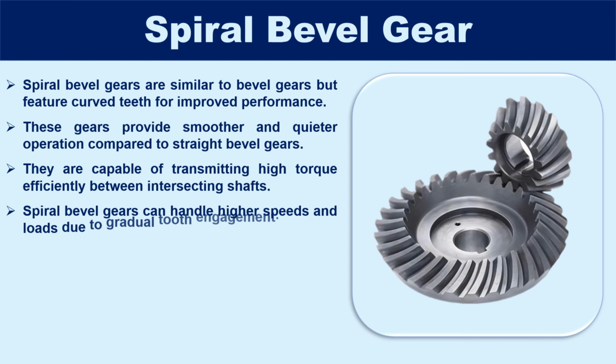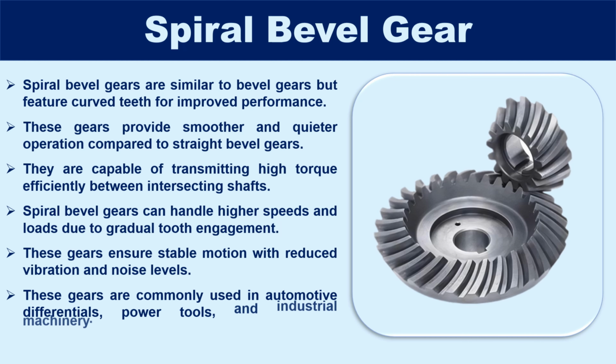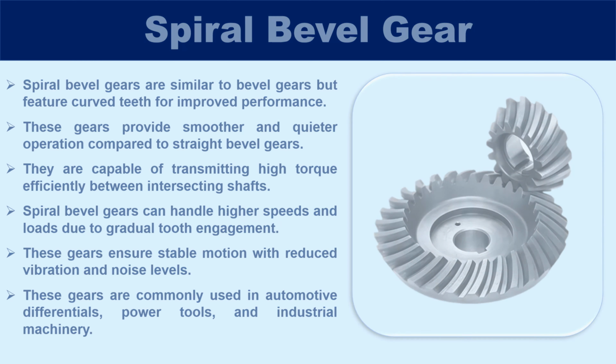Spiral bevel gears can handle higher speeds and loads due to gradual tooth engagement. These gears ensure stable motion with reduced vibration and noise levels. These gears are commonly used in automotive differentials, power tools, and industrial machinery.